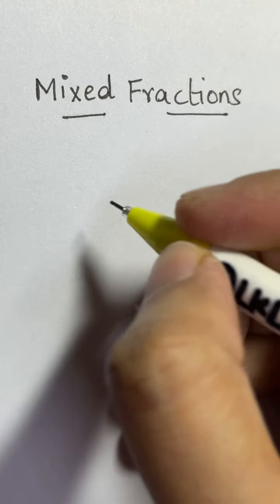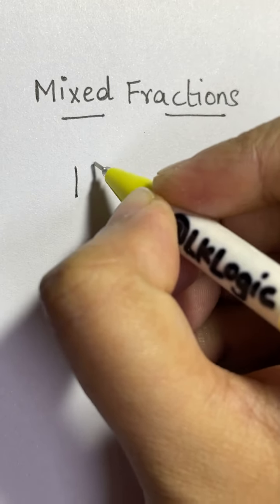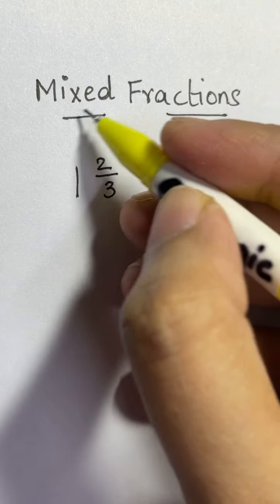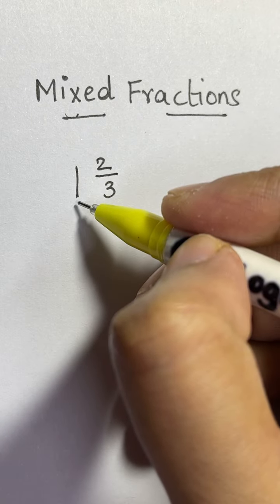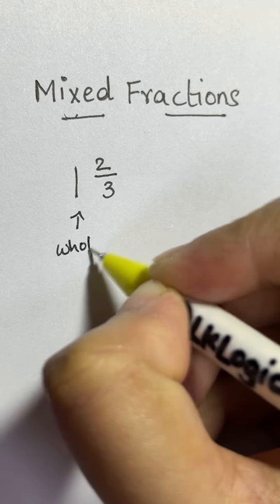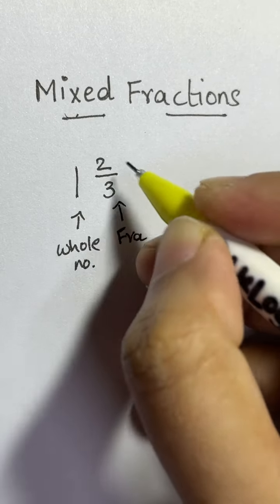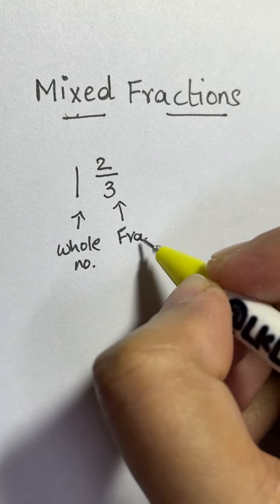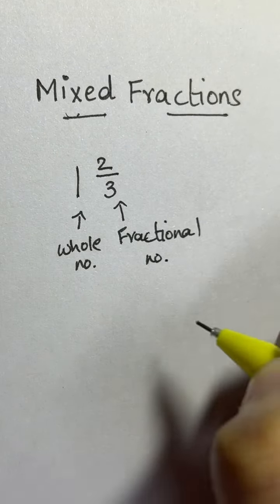First of all, you should know what a mixed fraction is. So suppose I write down 1 2/3. Mixed means there's something mixed in that. From the word itself, you know that this is the whole number part, and this is the fractional part. That means the fractional part is always smaller than the whole number part. Everybody knows that.